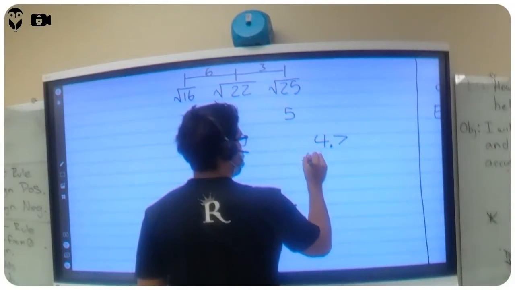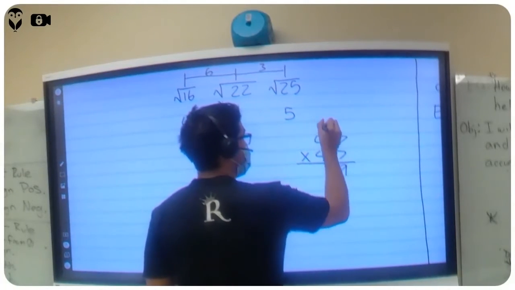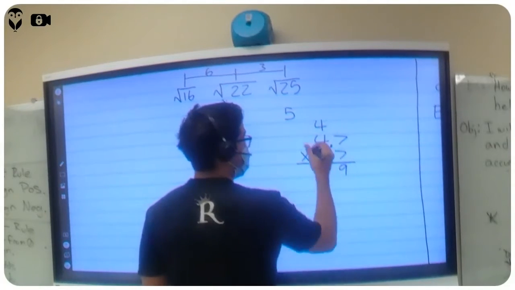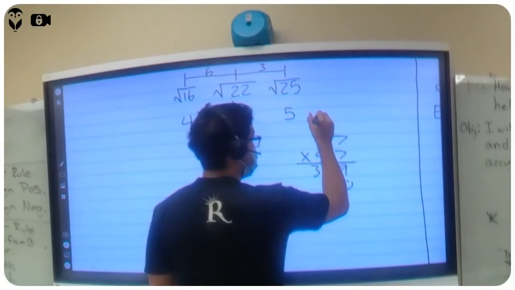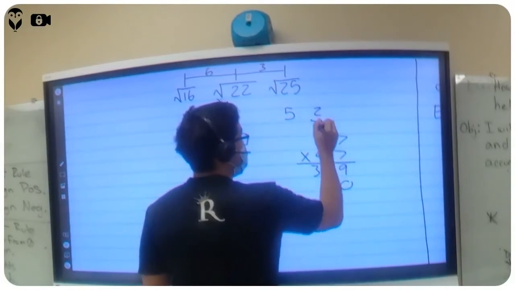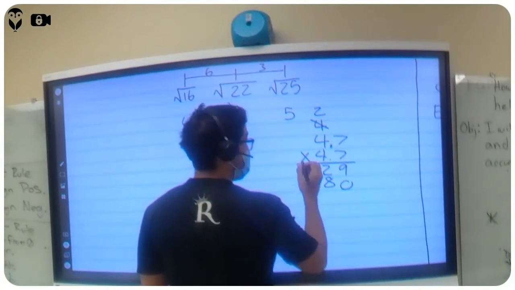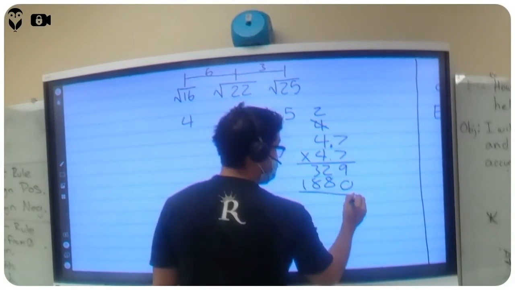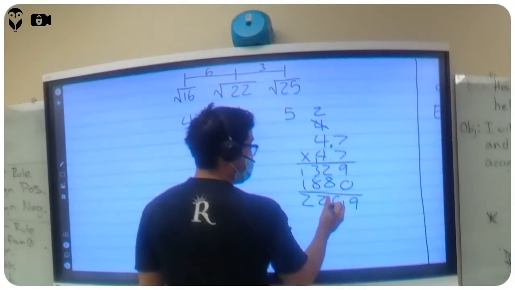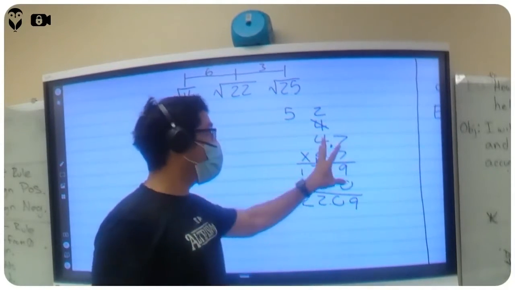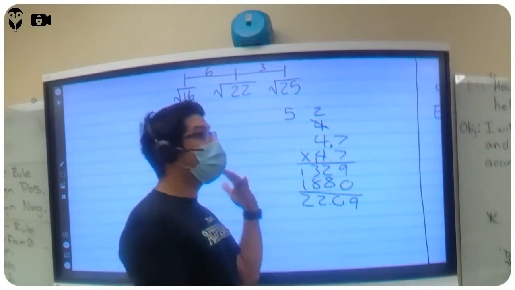4.7 times itself. Okay, 7 times 7, that's 49. 7 times 4, that's 28, plus 4, 32. 4 times 7, that's going to be 28. 4 times 4 is 16, plus 2, that's 18. That's going to give me 22.09. So 4.7 is too much, but by such a small margin that I know if I do 4.6 times 4.6, it's going to be less.